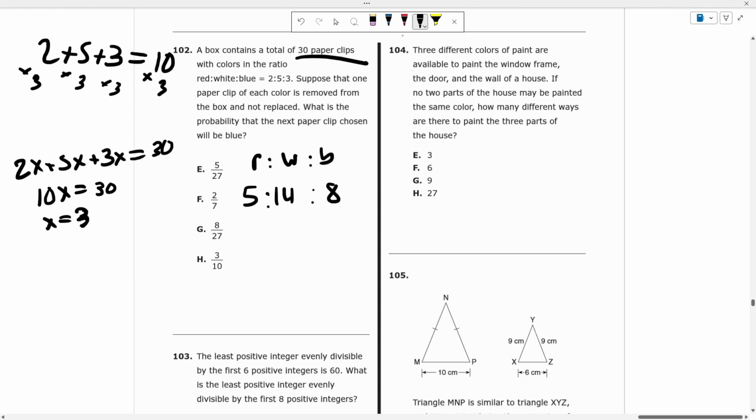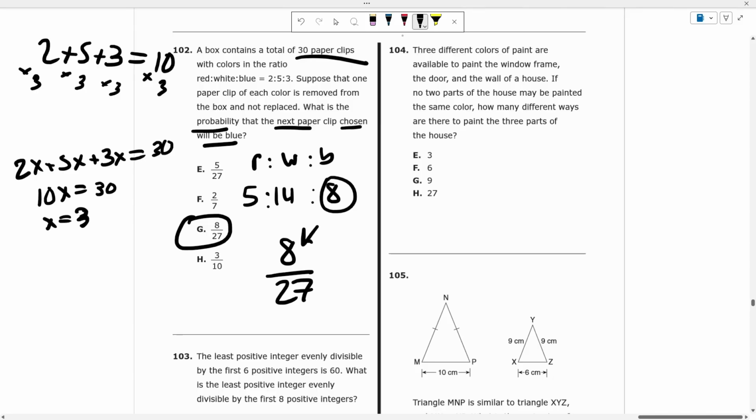Now it's asking us, what is the probability that the next paperclip chosen will be blue? So now we have 27 in total, and we want to see what our chances of getting those 8 blue out of those 27 are. That's going to be 8 out of 27. You want to choose the 8 blue, but in reality, there are 27 for you to choose from in total.